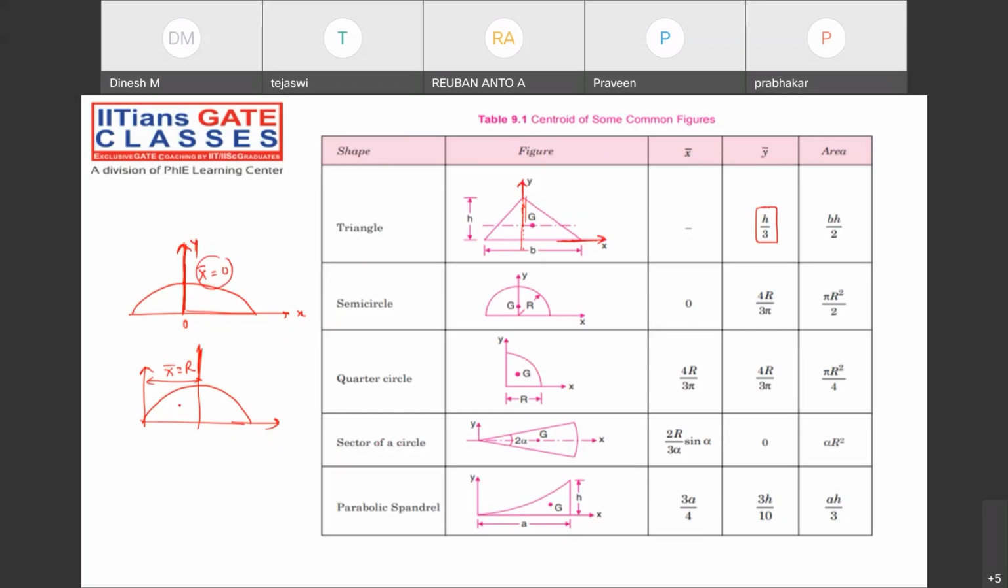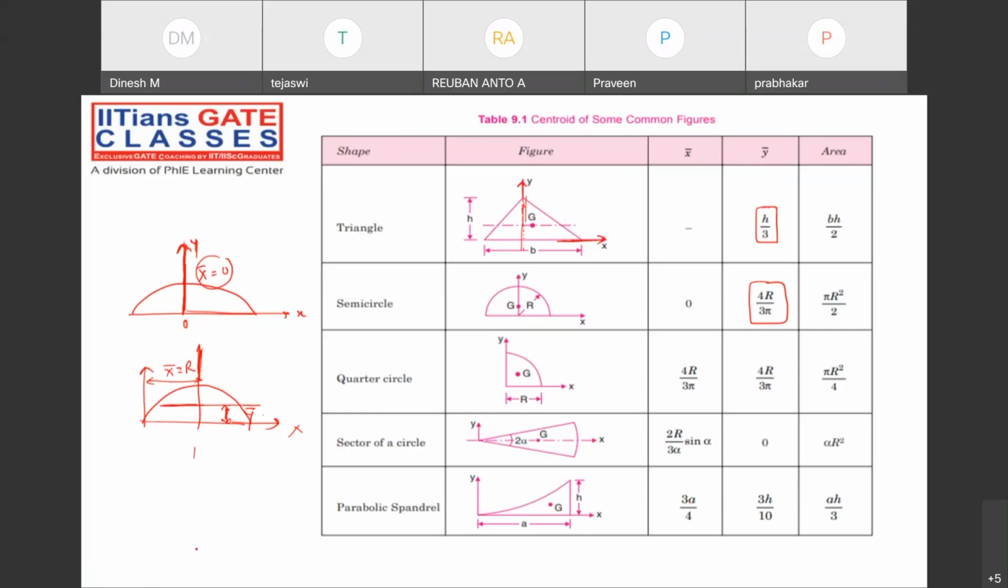And what about the Y bar? Y bar we are taking from the x-axis, that is 4r by 3 pi. Suppose you want to know from where we derived this formula, that will be discussed in detail in the GATE course, right? That is going to start. Already started, but technical subject will start in a few days. An area, of course, pi r square by 2.